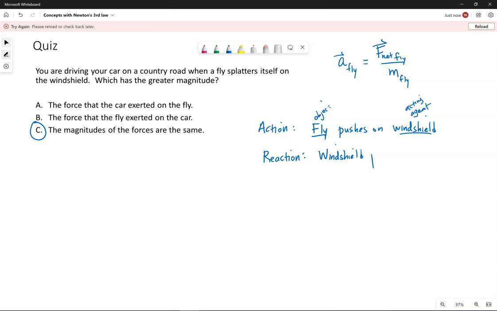Oh, I guess I got those backwards. If we're saying the fly pushes on the windshield, the windshield would be the object, and the fly would be the acting agent. But in either case, it's the same two objects that must be applying the force on each other. And so, however hard the fly pushes on the windshield is how hard the windshield pushes on the fly.